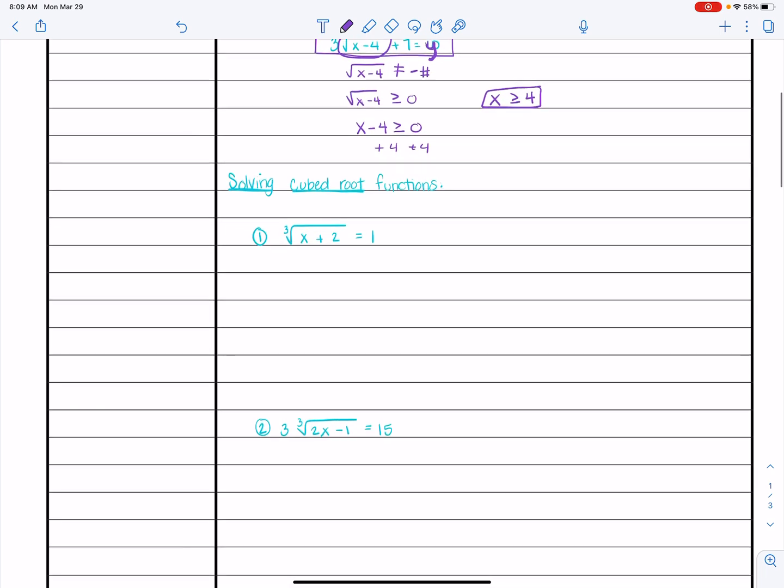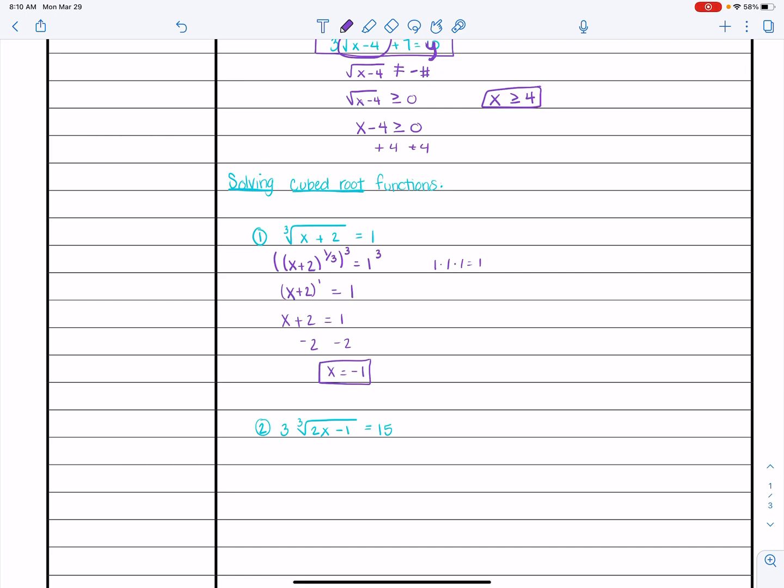So first we're going to take this cubed root, and we're going to say it's really x plus 2 to the 1/3 power equals 1. Now, I need to get rid of that 1/3 power, so I'm going to cube both sides, because 1/3 times 3 is 1. So now I have x plus 2 to the first power equals 1 cubed, which is 1 times 1 times 1. That's 1. Okay, so now I have x plus 2 equals 1, so minus 2. X equals negative 1.